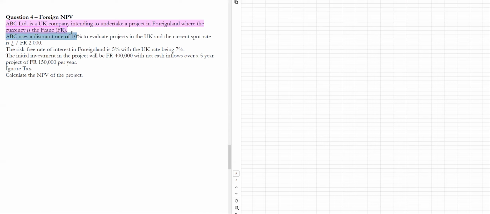And ABC uses a discount rate of 10% to evaluate projects in the UK. That means there's a home currency, like the parent's currency, the parent's discount rate. And the current spot rate is £1 to 2 FR. So it means that the foreign currency is the FR, and the pound is the base currency or the home currency because it is quoted as one.